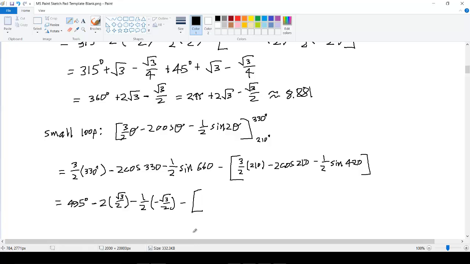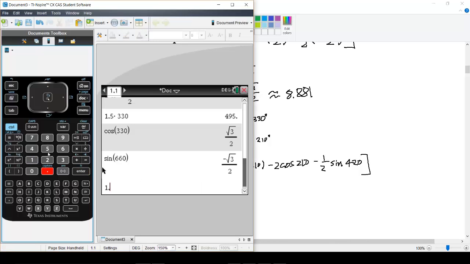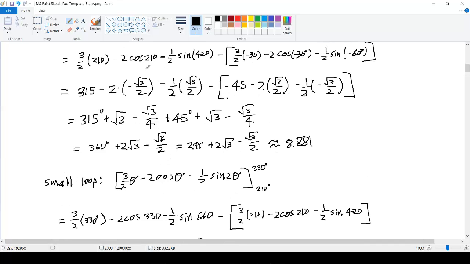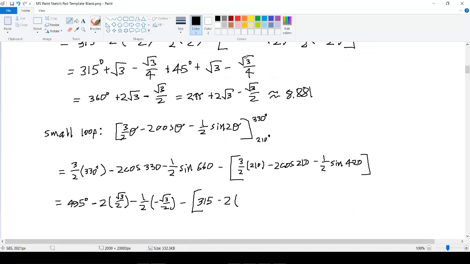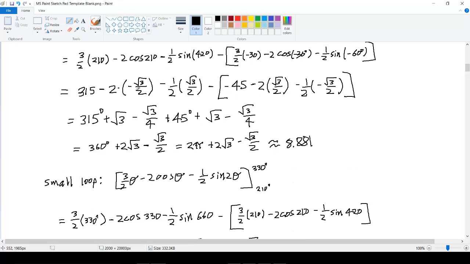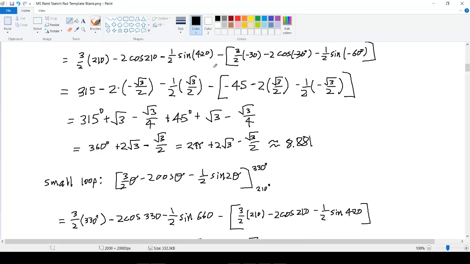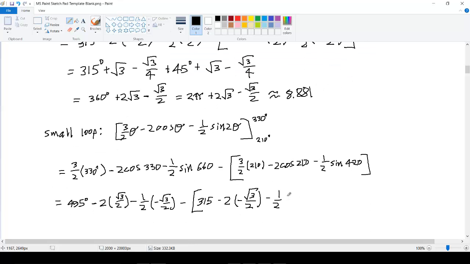Alright, then 3/2 of 210, so 1.5 times 210, 315, minus 2 times... I think I already did this. Cosine of 210 was minus root 3 over 2. I'm just realizing that I already did this second part before. And that's minus 110, sine of 420 ended up being positive root 3 over 2.